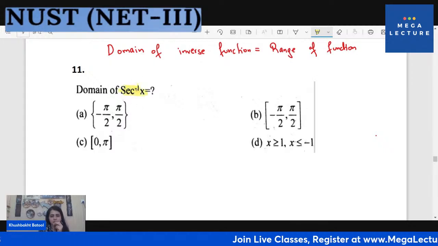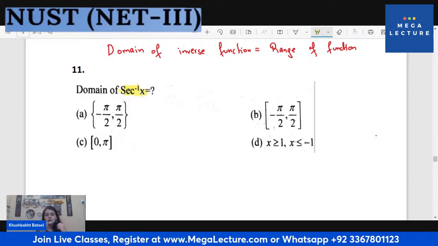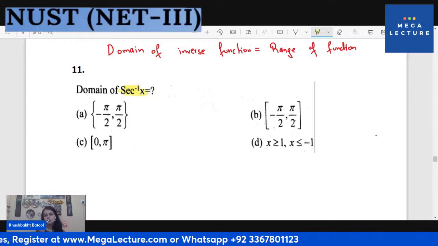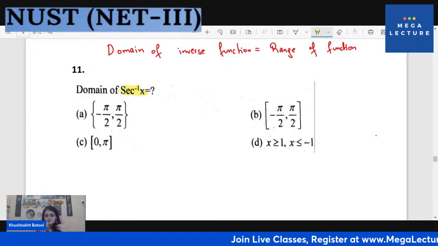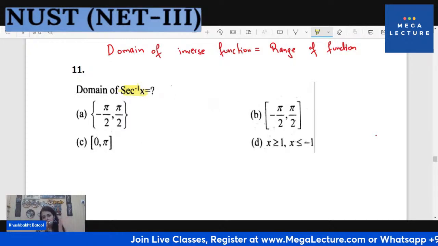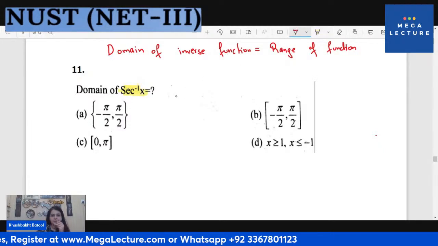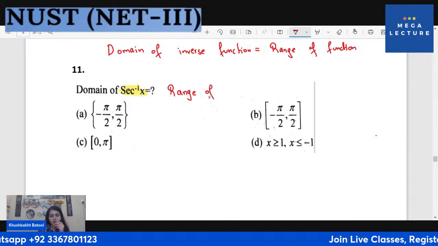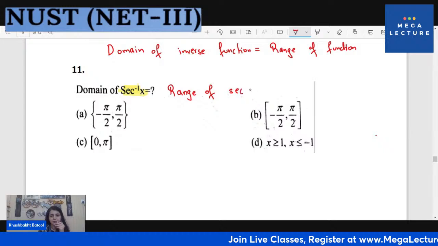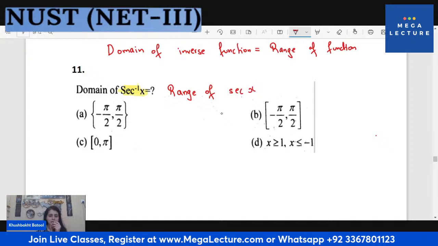This is your inverse function. Let's say you're not familiar with the domain of secant inverse of x, because obviously we cannot memorize a lot of stuff. We know how to plot secant, cosecant, and cot, but we don't know how to plot secant inverse, cosecant inverse, and cot inverse. So the best thing you can do is this: the domain of secant inverse would basically be the same as the range of secant, right? So now you need to find the range of secant function.